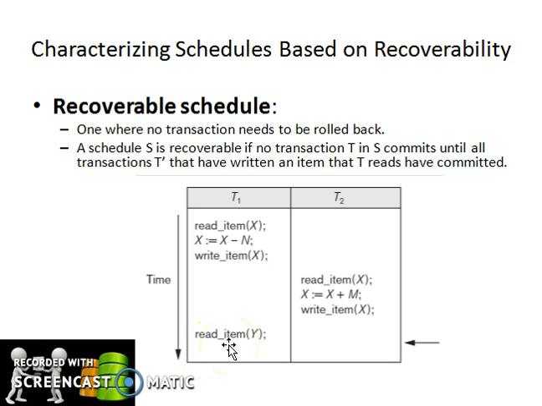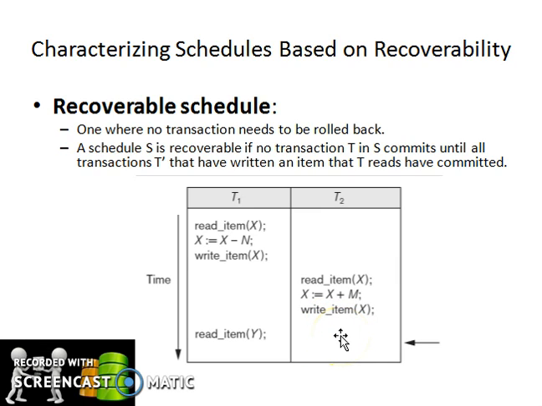Assume that while the first transaction is reading item Y, because of some internal error, the first transaction fails. So the first transaction will be rolled back. The consequence of this is, though the second transaction is committed, since the second transaction has taken a value that has been updated by the first transaction, the second transaction should also be rolled back, or the modifications made by the second transaction should also be undone.